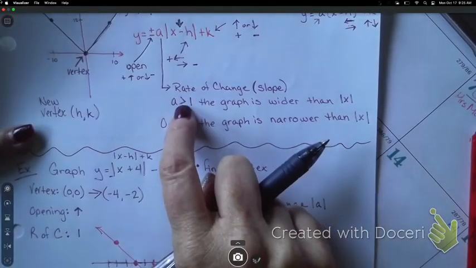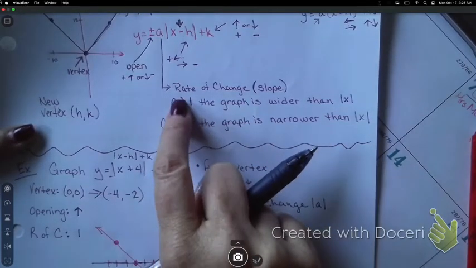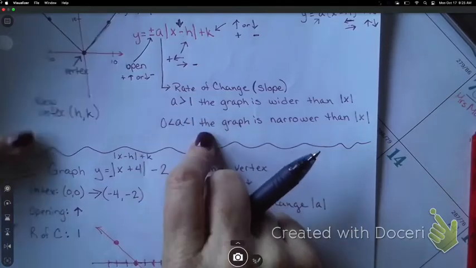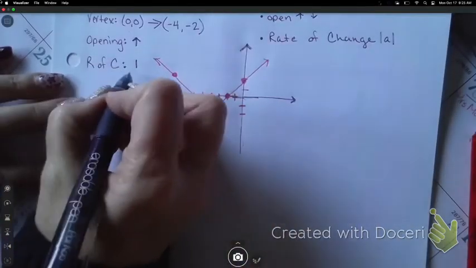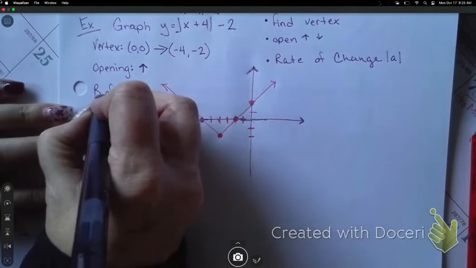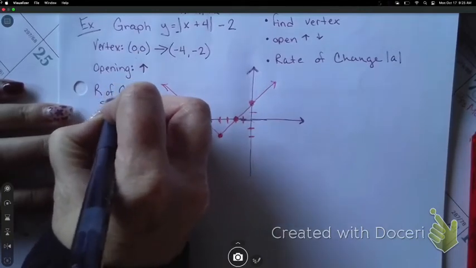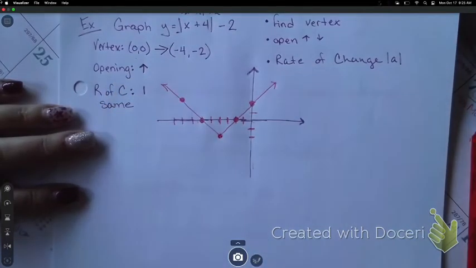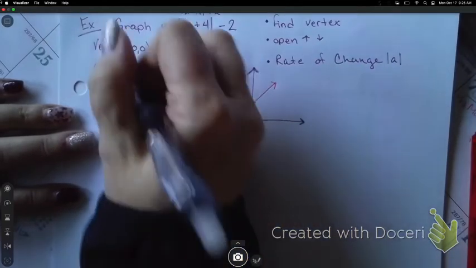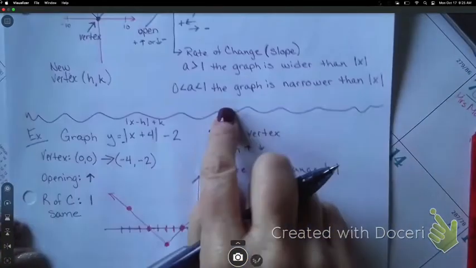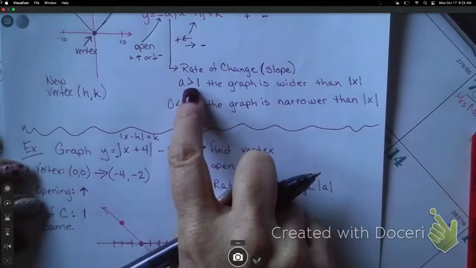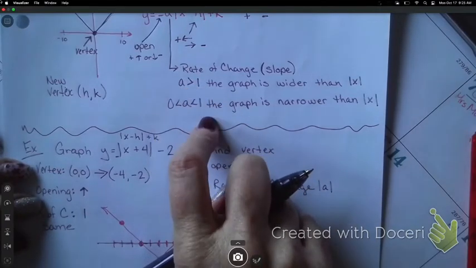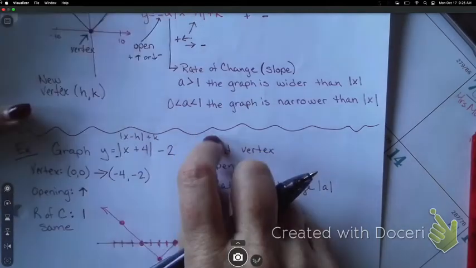Look on here. Do I have an equal to? No. So when we do this, we're going to put wider, narrower, or same. So it is what? Same. Well, if it's not an equal to, how can it be the same? Yeah, 1 is 1. Like on our rules, our rules give me a rule if it's greater than 1 or if it's between 0 and 1. So if it's not either one of those, then it's same.